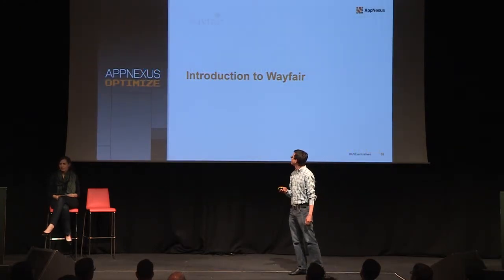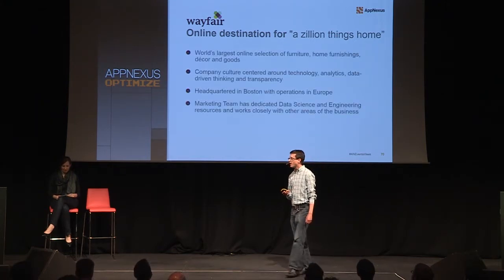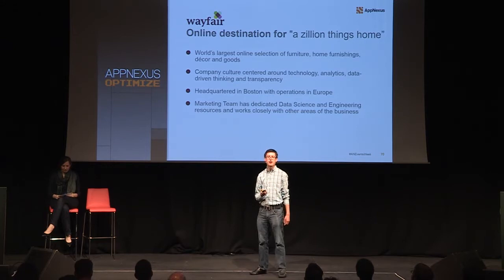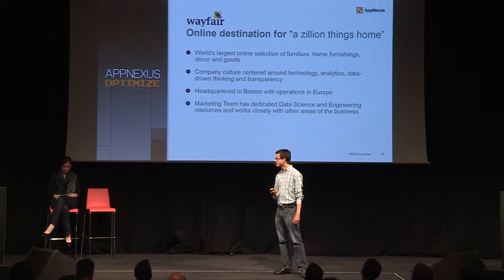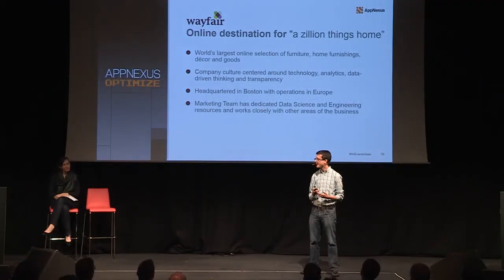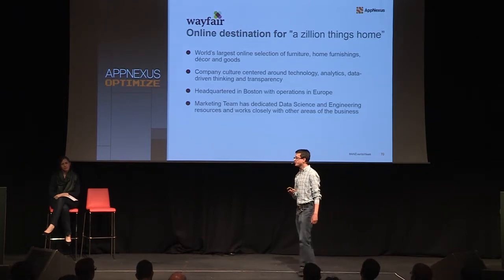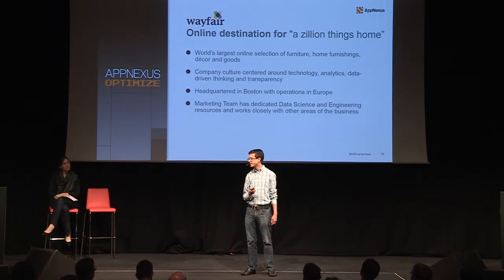So before we do that, I want to give everybody a brief introduction to Wayfair and who Wayfair is. Wayfair is one of the largest online destinations for the home. We sell all sorts of stuff, mainly furniture, home furnishings, decor, home improvement, etc. Although we sell a lot of furniture, we're very much a technology company and an analytics company at heart. We take a data-first approach to almost everything that we do. We're headquartered in Boston in the US, but we also have operations in Canada and Europe.